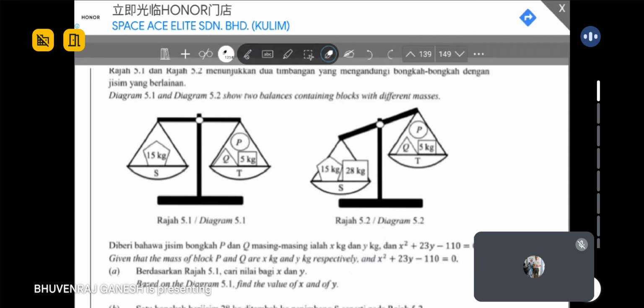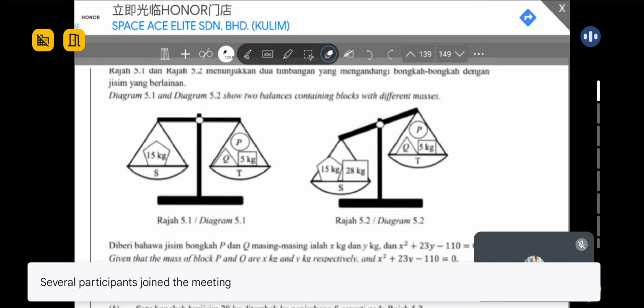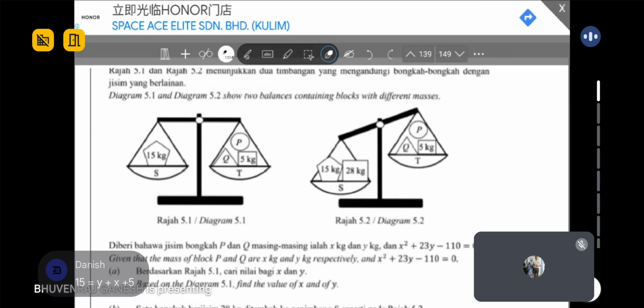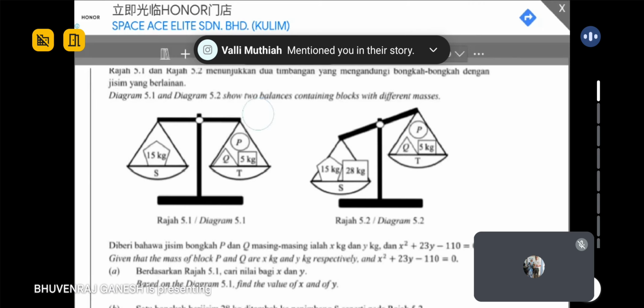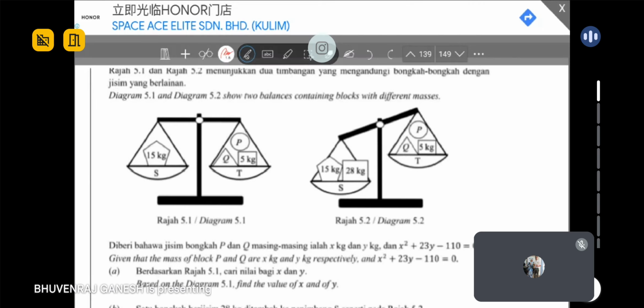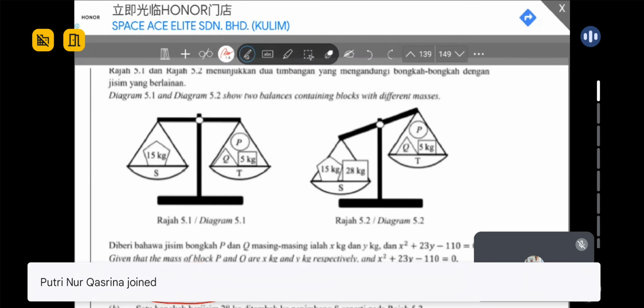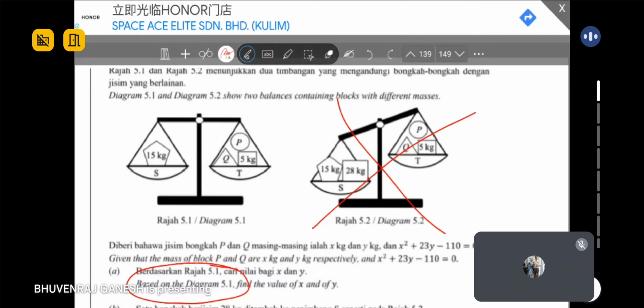Okay, so now how to form the equation? Anyone? Okay, so just now I saw one person answer yes. Danish correct. Okay, yes. Okay, the answer is actually like this. Okay, so how to get the answer? Very simple. Okay, follow the question guys. Based on diagram 5.1. So jangan lihat yang ni bila jawab soalan. Don't look at the right hand side.